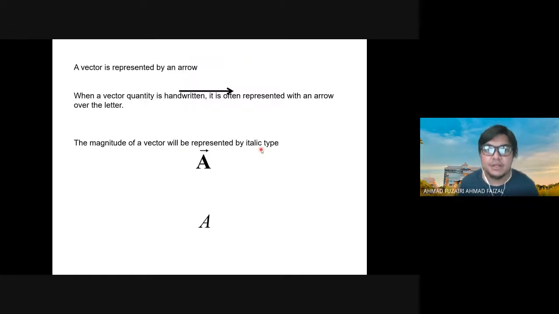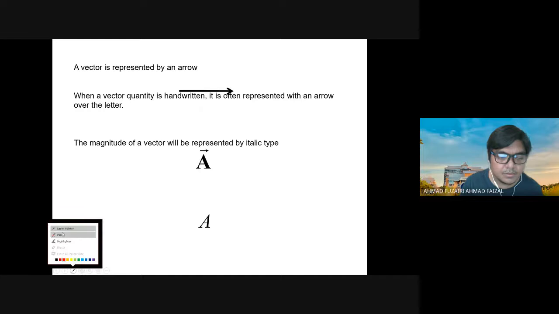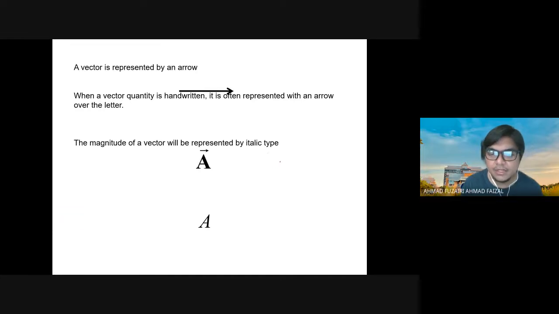Okay, a vector is represented by an arrow. When a vector quantity is handwritten, it is often represented with an arrow over the letter. Normally, when you write down, basically you just put an arrow at the top of the letter, so that is considered to be vector A. If you just use A, this is not a vector. Please bear in mind, as a physicist, you need to know the difference.